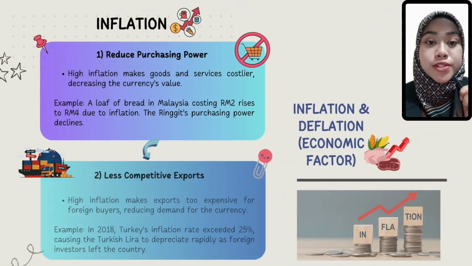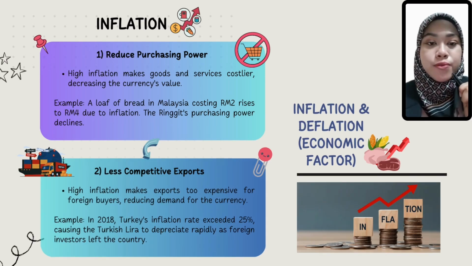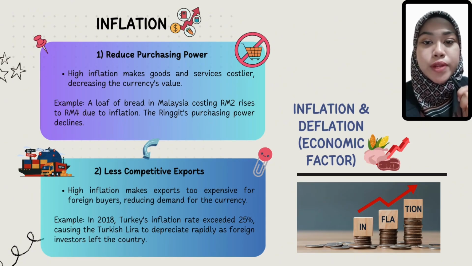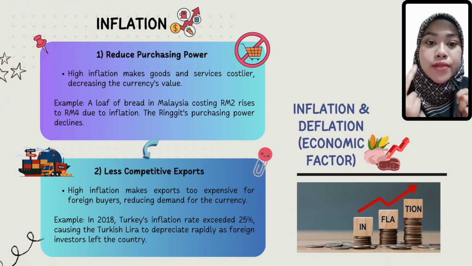Okay, let's move to the first factor, which is inflation and deflation. What is inflation and deflation? Inflation occurs when the price of goods and services increase too much and too quickly, while deflation occurs when those prices decrease. So what can it do? Inflation and deflation can influence exchange rate by affecting country purchasing power, trade competitiveness, and investor confidence.